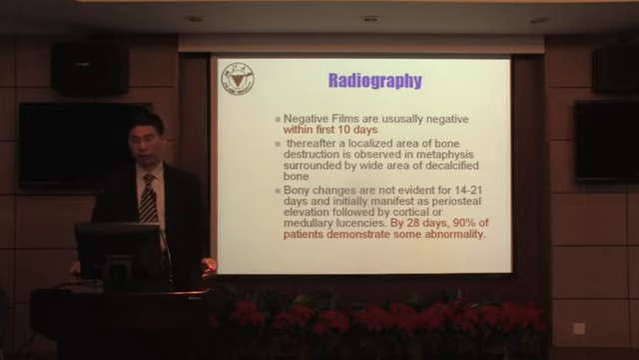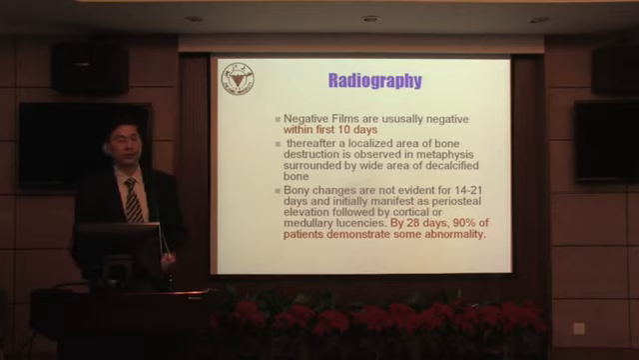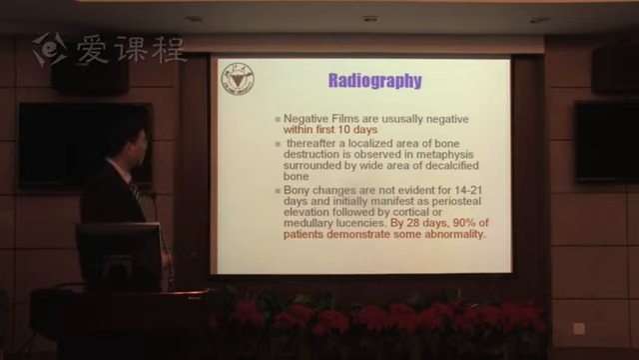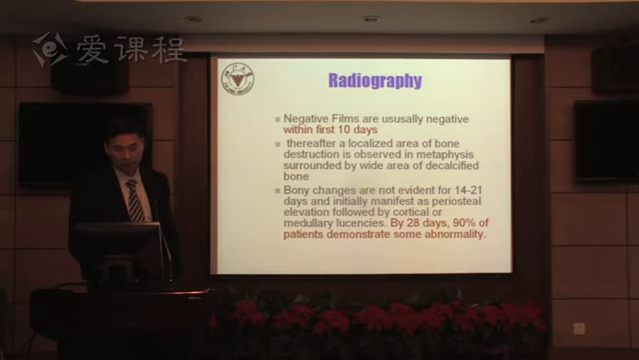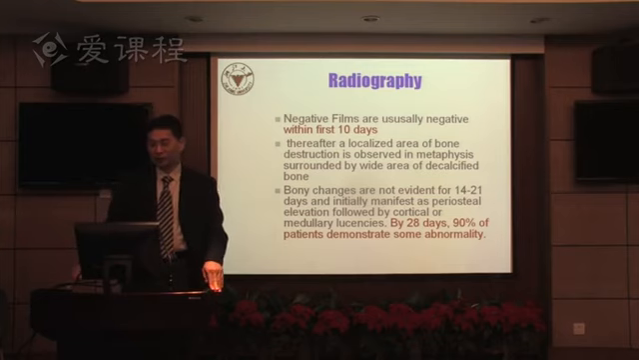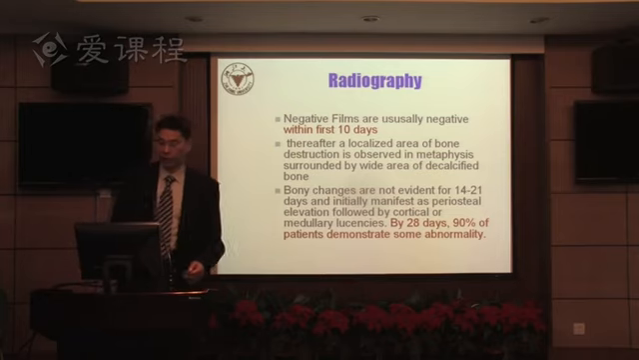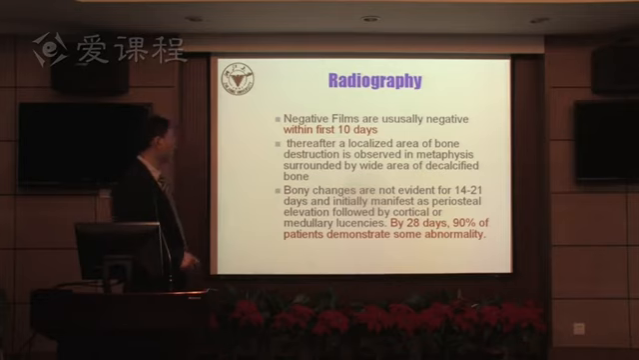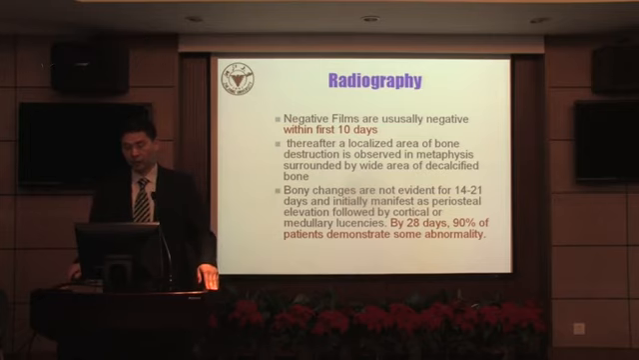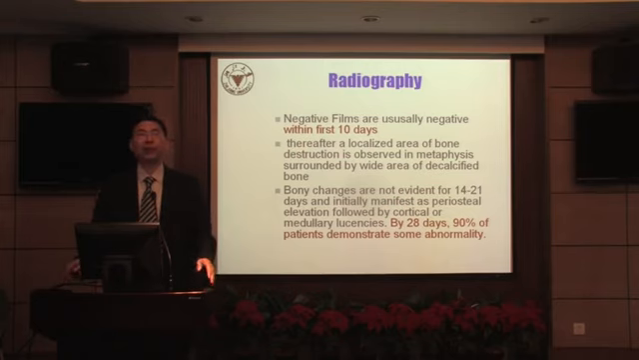Always, the films are usually negative within the first 10 days. And thereafter, a localized area of bone destruction is observed in the metaphysis, surrounded by a wide area of decalcified bone. Bony changes are most evident at 14 to 21 days and are initially manifested as periosteal elevation, followed by cortical or medullary lucency. By 28 days, 90% of patients demonstrate some abnormalities.